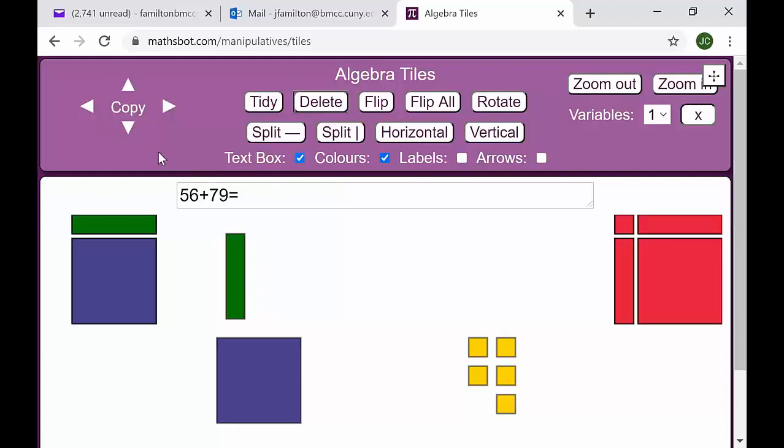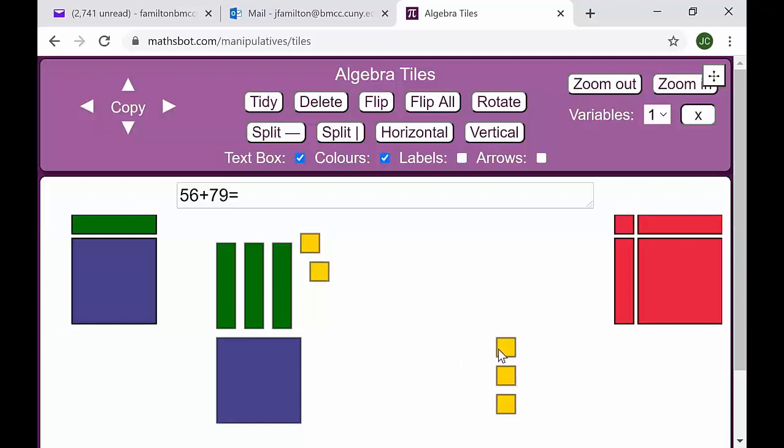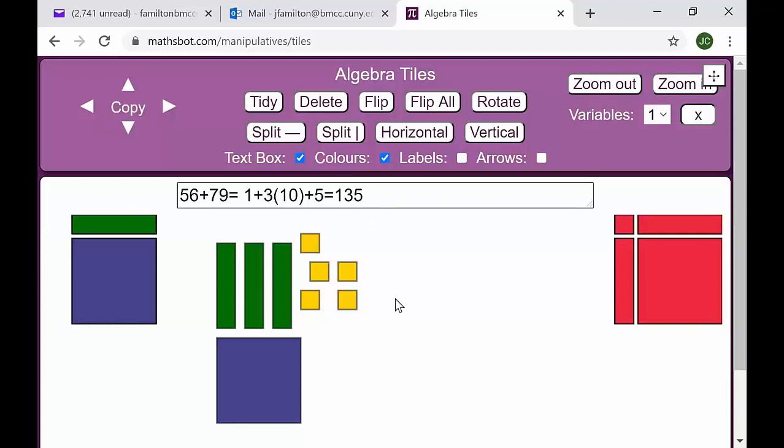Oops. So the two rods from the original, and I'll replace the 10 that I just deleted with one rod. And now I'm left with one flat, which is equal to 100. So I'll put 100 for the hundreds place. And then I'm left with three rods, which is 3 times 10. And then I'm left with plus 5 units or ones. Then we put this all together and we end up with 135. And that is our final answer.